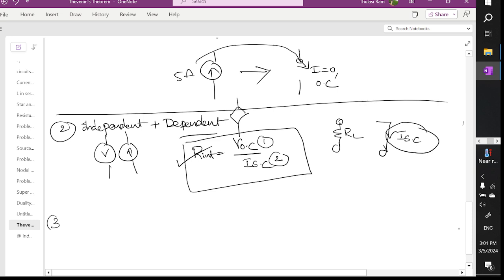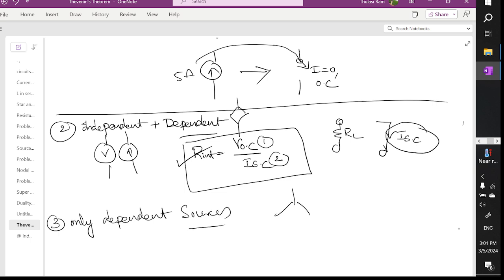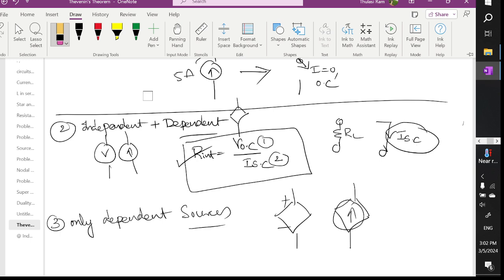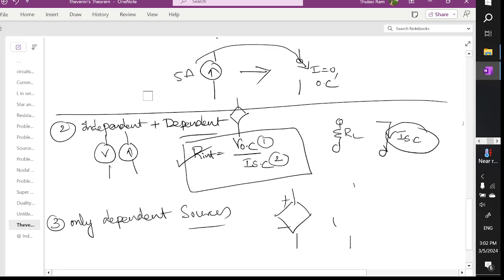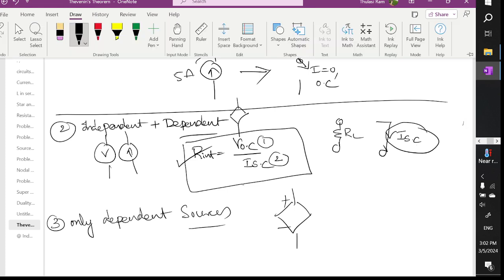Coming to the third step, if in the given problem you have only dependent sources, like this, it may be a dependent voltage source, or it may be a dependent current source like this. So we are going to have a voltage source and a current source like this.